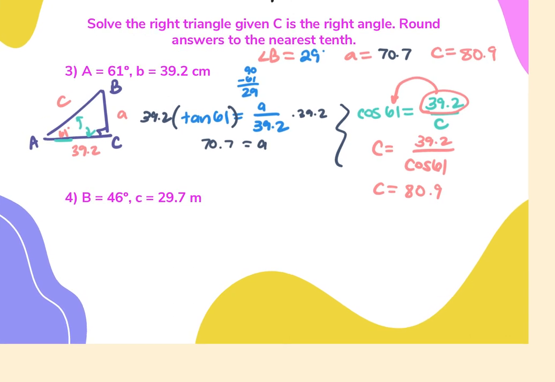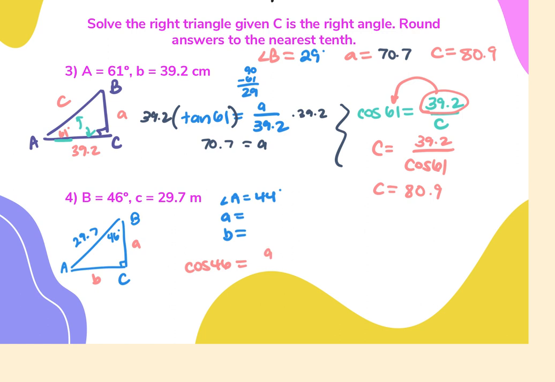Okay, then the second one, it gives you angle B is 46, which means angle A would be 44 degrees because I'd subtract it from 90. I'm missing side A and I'm missing side B. If I go with A first, that's adjacent and I'm given the hypotenuse, which means cosine. Cosine of 46 equals A over 29.7, and I'd multiply 29.7 times the cosine of 46. And I get 20.63.